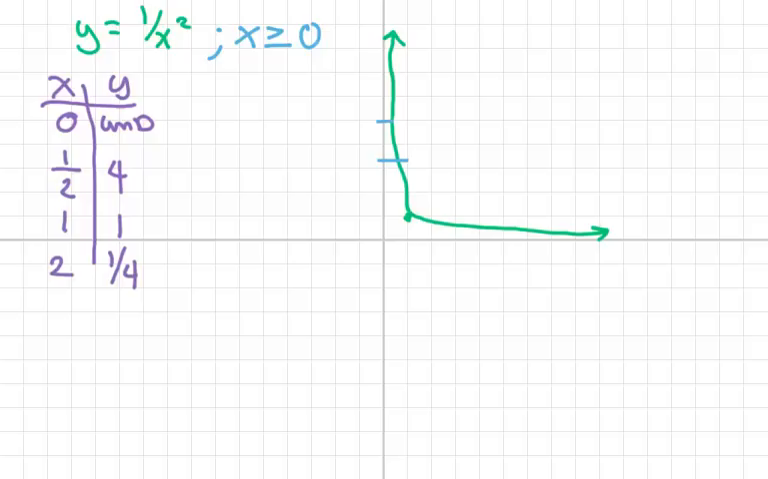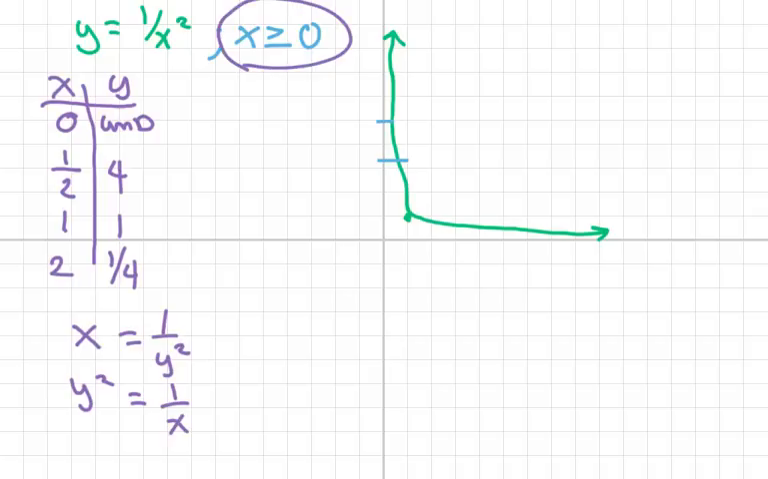When you switch this, what you're going to get is x equals 1 over y squared. So y squared equals 1 over x. You square root both sides, and remember x has to be greater than or equal to 0. So you square root both sides, you get y equals 1 over square root of x. So you're just square rooting both sides.